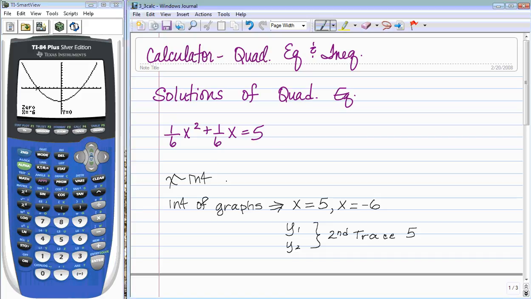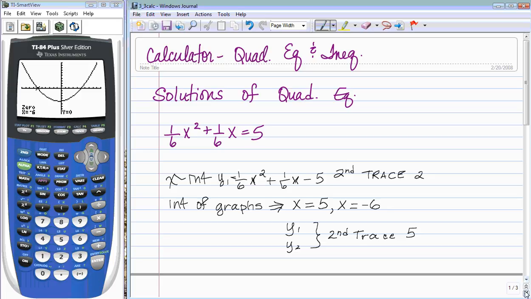So the x-intercept method, we had to say 1/6 x squared plus 1/6 x minus 5, and that's what we put in y1. And then we had to do second trace 2. And we still find 5 and negative 6 are our solutions. Okay? Coming back to you.